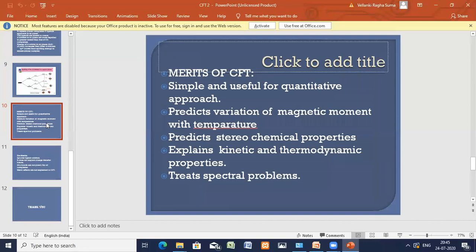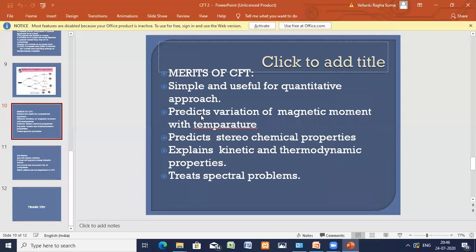It is very simple and very useful for the quantitative approach. So what is a quantitative approach? Nothing but giving the empirical, semi-empirical numbers. In that way, we have the advantage of the CFT. It is a simple one, and for empirical and semi-empirical numbers, it has the quantitative approach.